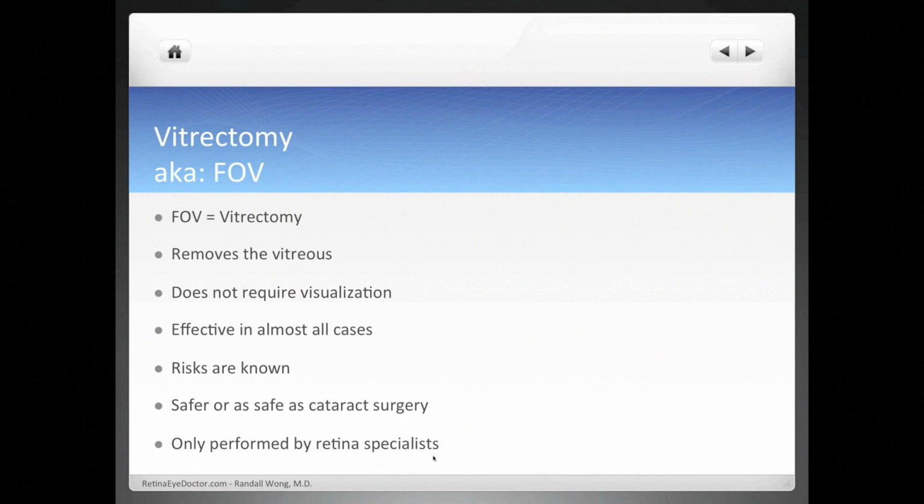The biggest risks that we have with vitrectomy, as in any other eye surgery, are blindness from infection or retinal detachment. With respect to those two attributes, vitrectomy surgery is as safe or safer than cataract surgery, which is the most common surgery performed in the United States. Vitrectomy surgery should be and is performed only by retinal specialists.